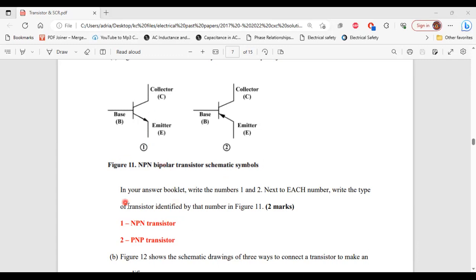All right, so number 1, that is the NPN transistor, and we can easily identify that by using the arrow. So the direction the arrow points can tell you the type of transistor. For number 1, we can see that the arrow is pointing outward, so it means that this transistor is the NPN. For 2, that is the PNP transistor, and we know that because the arrow is pointing inward. All right, so that's how we can identify two types of transistors. So that's it for part A.